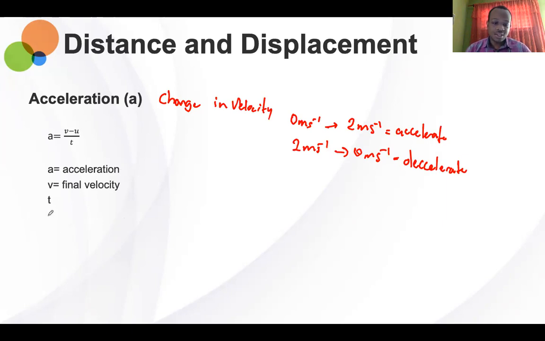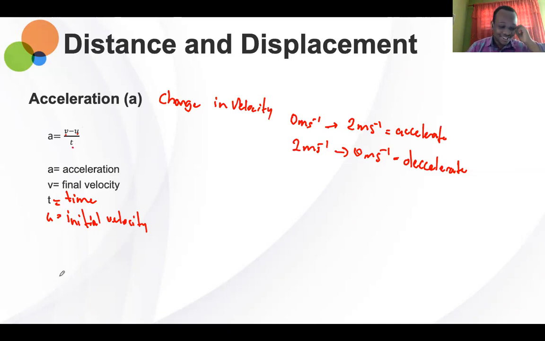Now, U represents the initial velocity. When I'm uploading the notes, I'm going to make the changes and add in what needs to be added. Or I could just upload this with the writings on it. Probably that will be better for you. And this is time. So U is our initial velocity, V is our final velocity, and T is the time.